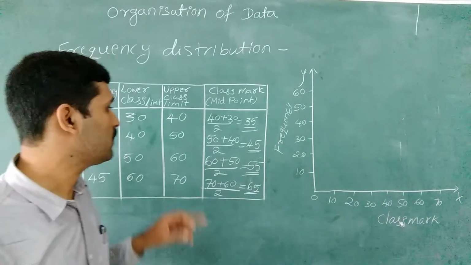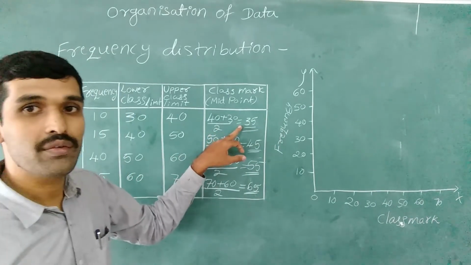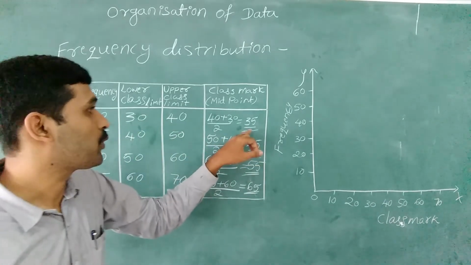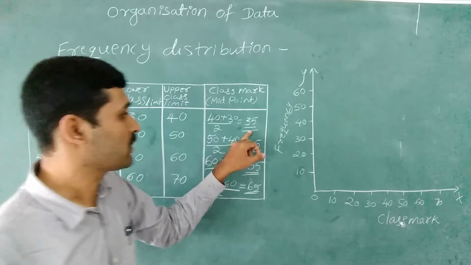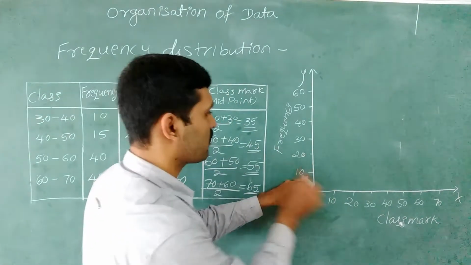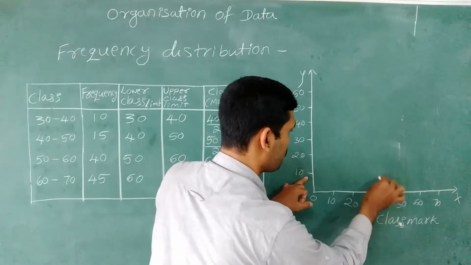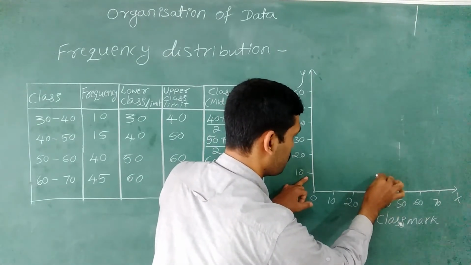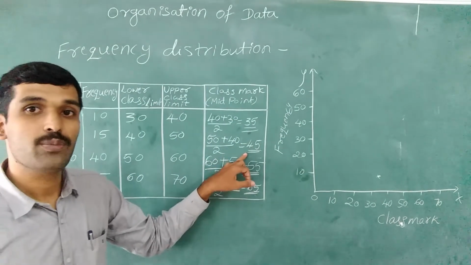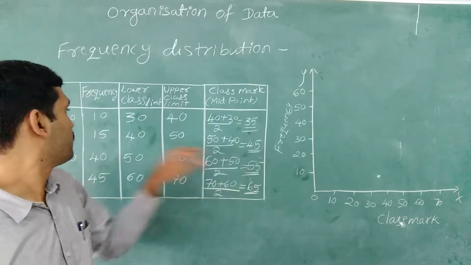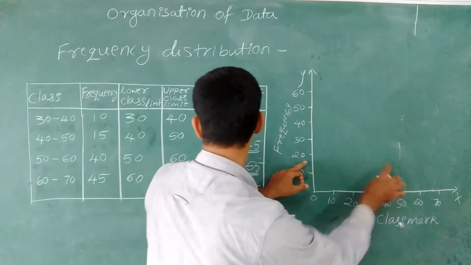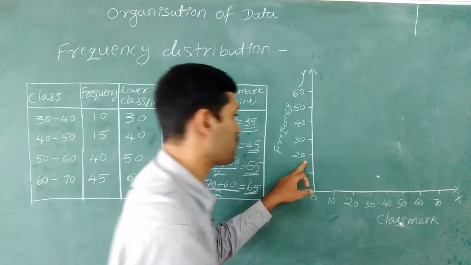frequency. Here, the first one, 35, we can find out here. Frequency is 10 and class midpoint is 35. 35 is around here. We can mark here. And next one, class midpoint is 45, frequency is 15. So 15 and 45 we need to identify in this graph.